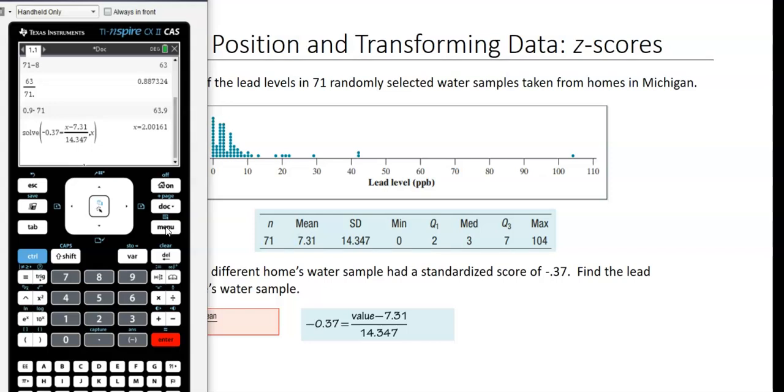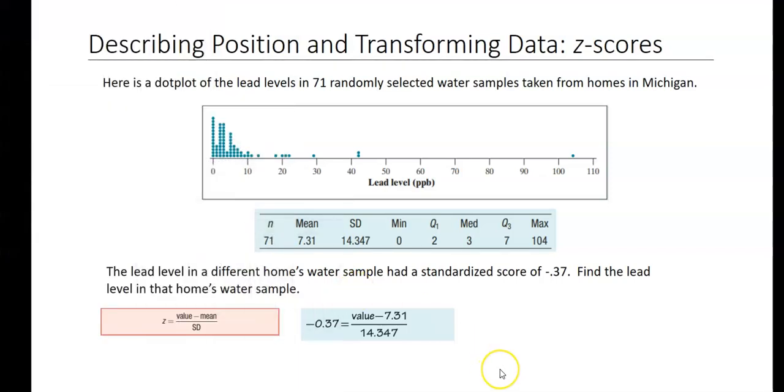You could also just multiply negative 0.37 by 14.347, add 7.31 to get your answer. It's not a hard equation to solve, but you're certainly welcome to use the calculator to solve that if you want to. So you get about 2 is what they rounded it to there. So 2 is the lead level, right? So we have to remember what we're doing here. We started with the z-score, and we ended up with the data value there, which is 2. So that's the lead level.